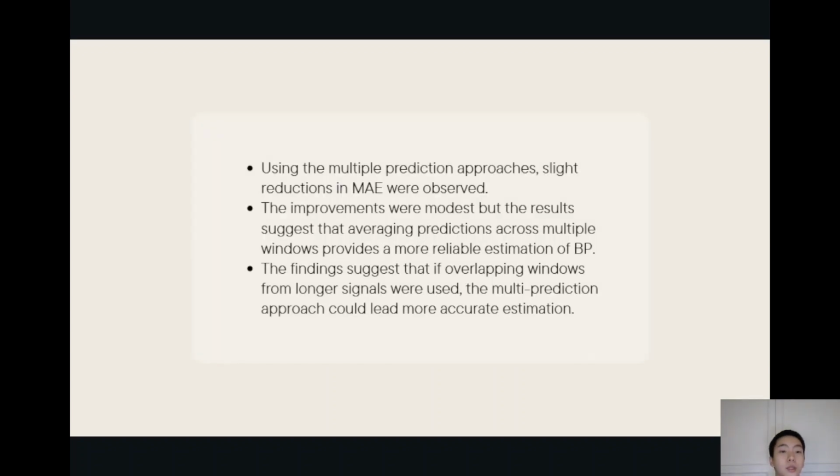Conclusion: using the multi-prediction approach, a slight reduction in mean absolute error was observed. The improvements were modest, but the results suggest that averaging predictions across multiple windows provides a more reliable estimation of blood pressure. The findings suggest that if overlapping windows from longer signals were used, the multi-window prediction approach could lead to more accurate estimation.